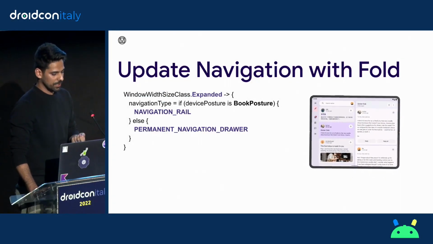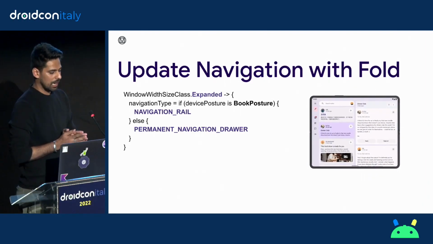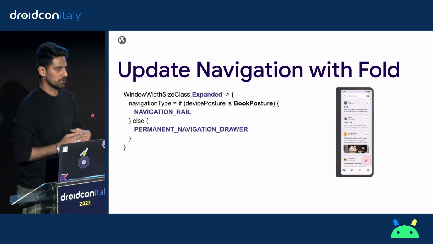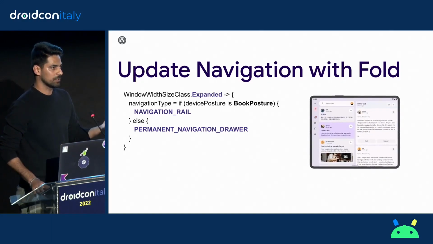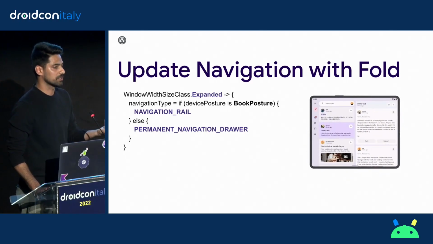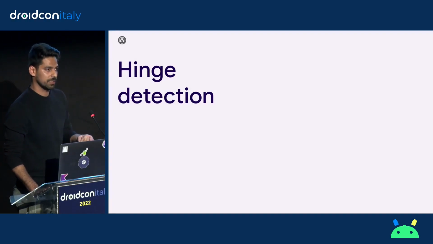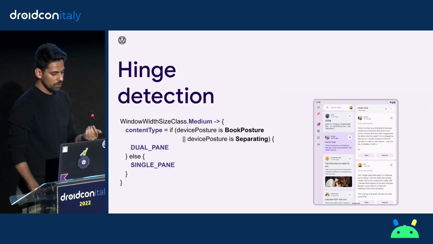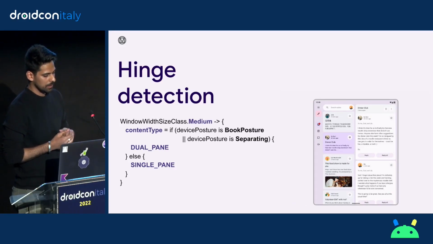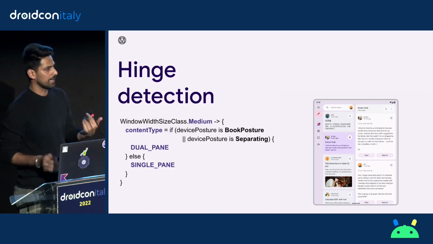So updating the navigation of it, if we have a device in a book posture, we do not want our navigation drawer to reach into that book posture area. And that content should not overlap with that. So maybe instead, for expanded devices, we can use a navigation rail. Similarly, this fold feature also provides us the hinge detections. So if we have a medium width, but we want to use book posture, we want to use dual pane if there's a book posture or separating, because we do not want some of the area that's underlaying a hinge or a crease.